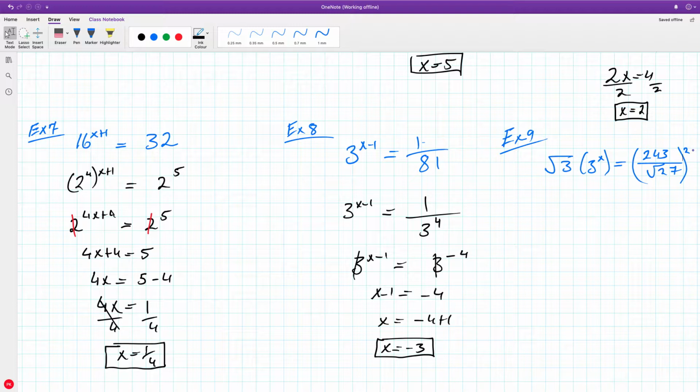The square root of 27 is not 3 to the power of 3, it's 3 to the power of 3, to the power of half. It's the square root over.